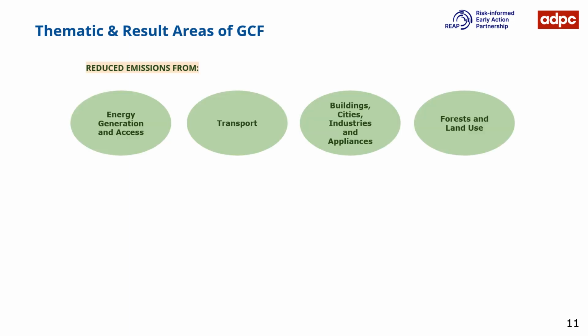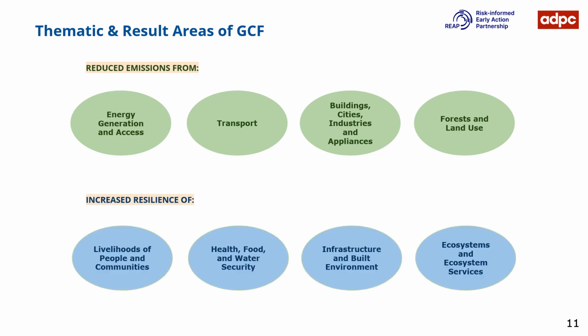This slide presents the GCF's mitigation and adaptation result areas. On the mitigation side, the GCF supports reduced emissions from energy generation and access, transport, buildings, cities, industries, appliances, and forests and land use. On the adaptation side, it supports increased resilience of livelihoods, health, food and water security, infrastructure and built environment, and ecosystems and ecosystem services.